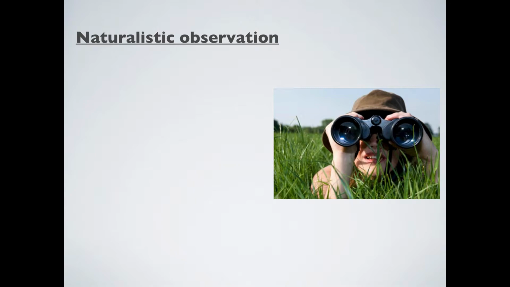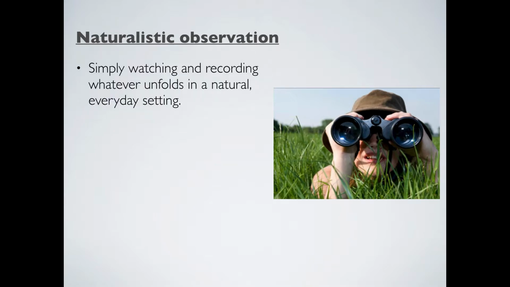Naturalistic observation, it's the simplest and most easy type of observation. All we do is watch. We don't tend to tell the participants what we're doing, so we tend to sit back in public. We might be sitting on a park bench, or we might be following someone around in a Tesco's or a Sainsbury's or something. There's no expectation of privacy when you're in public, so that's okay, and we're watching what's going on, just naturally, whatever happens in an everyday setting.